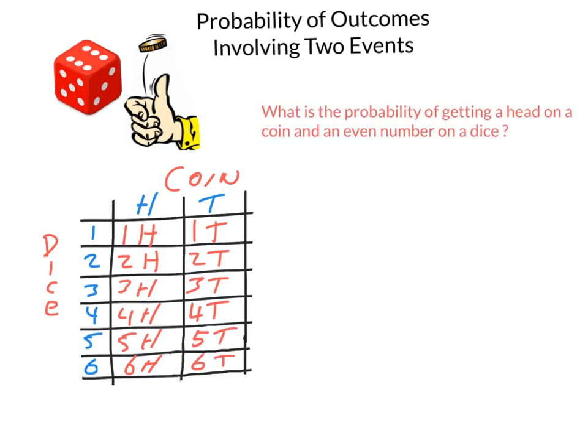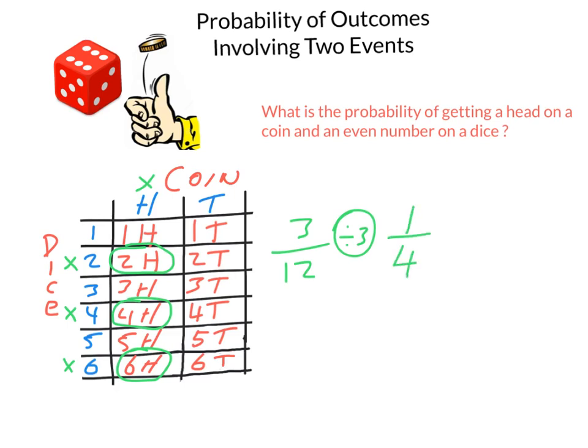This time the question is slightly different. What is the probability of getting a head on a coin and an even number on the dice? Well, if we look at the dice, our even numbers are 2, 4 and 6. And we can get a head on the coin. So we only need to look at our 2 and a head, a 4 and a head, and a 6 and a head. So our probability is 3 out of 12. And if we divide the top and the bottom by 3, that gives us 1 in 4 chance.